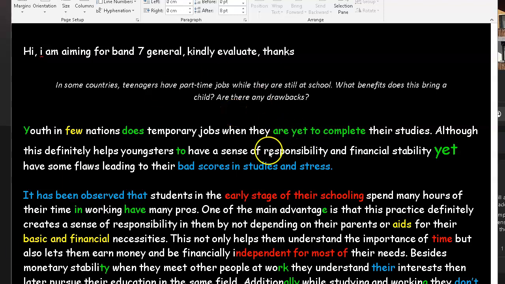This is Joko, Teacher Joko, who is going to give some feedback on this Task 2 general training question presented to us by a gentleman from UAE, from Dubai.